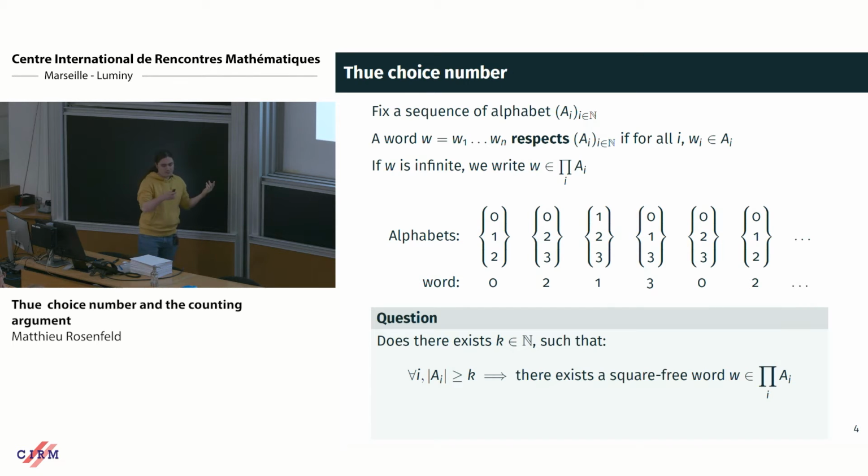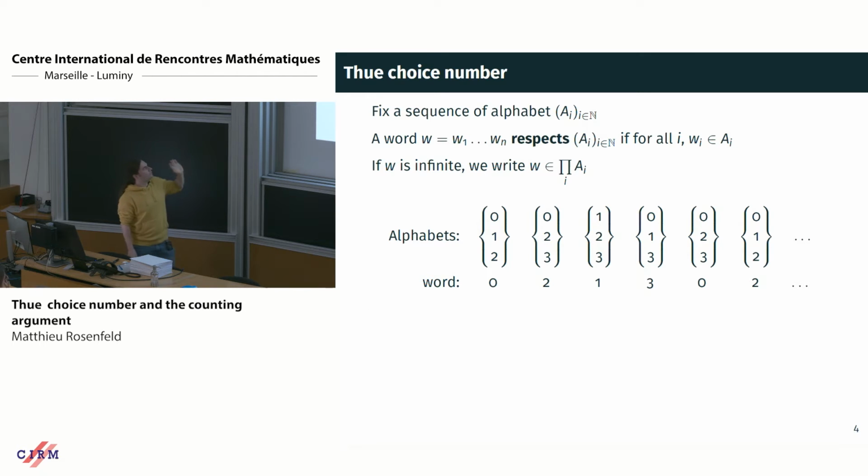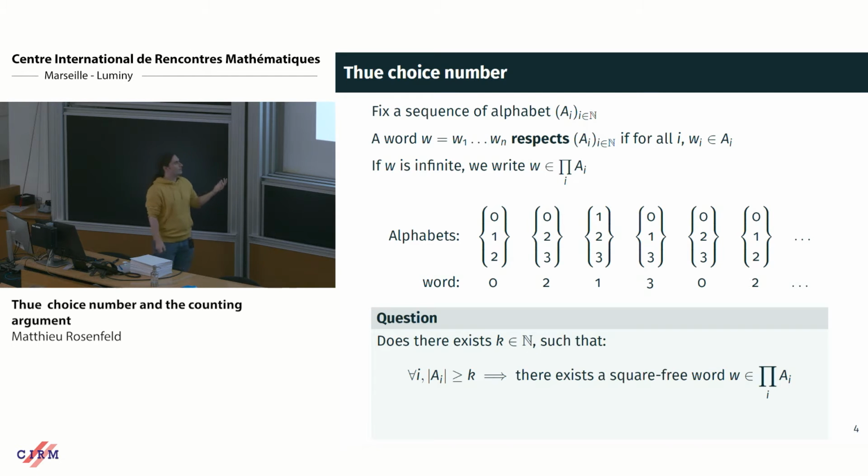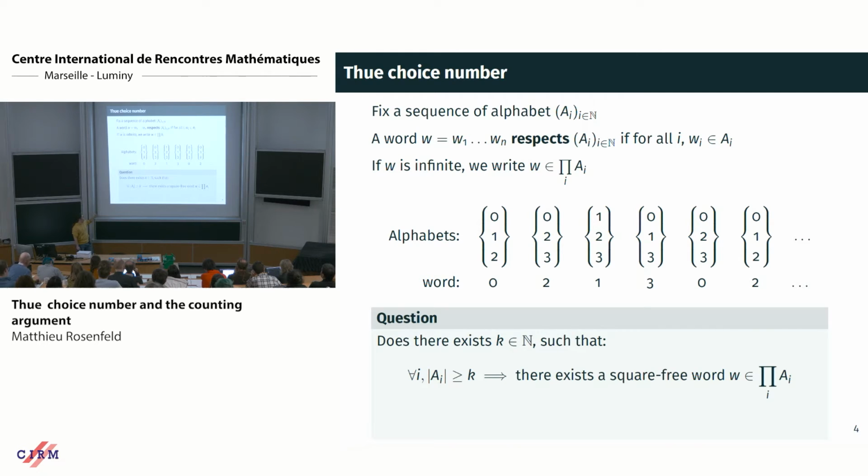Again, what I want to do is to avoid squares, so this is what I want to generalize. The question for me would be: given a particular sequence of alphabets, can you build a word which avoids squares over this particular sequence of alphabets? The first thing you might want to look at is something related to the size of these alphabets. In particular, can you find an integer k such that if all the alphabets are of size at least k, then you can build an infinite square-free word which respects the sequence of alphabets? And if such a k exists, I'm going to call it the Thue choice number, the smallest such k.